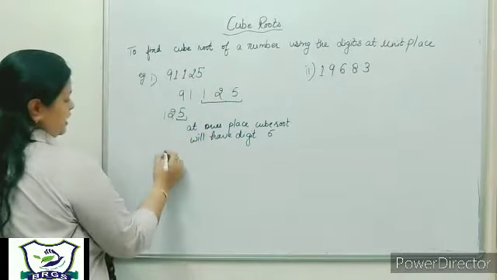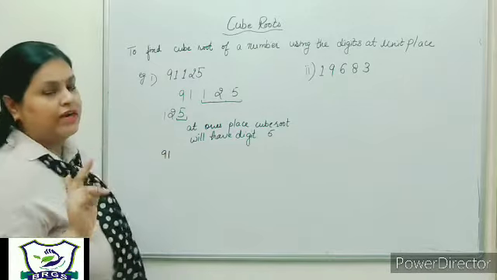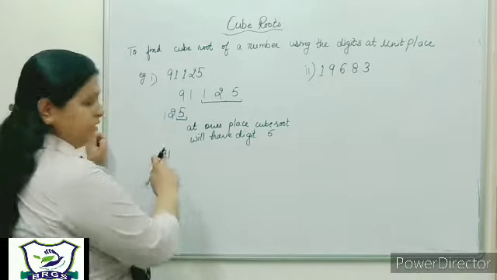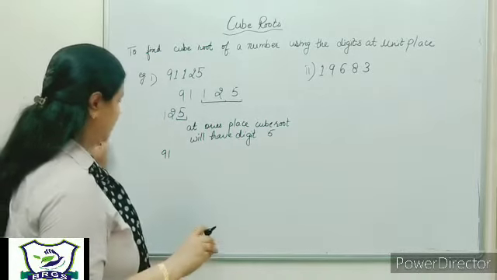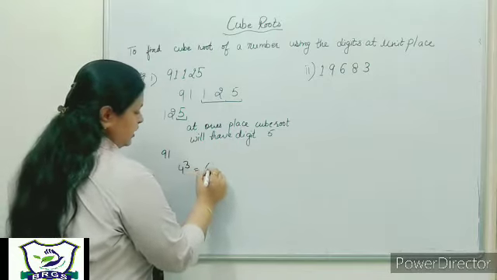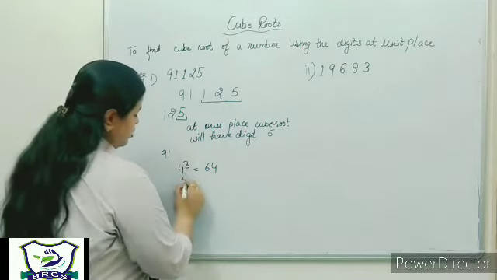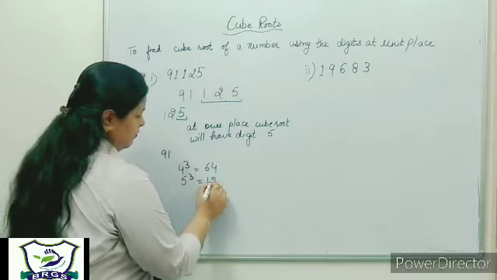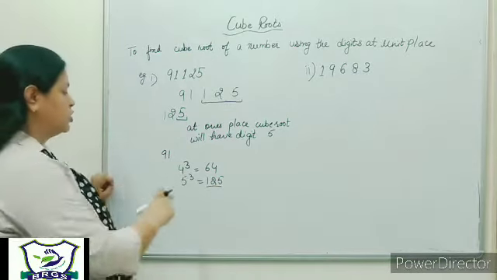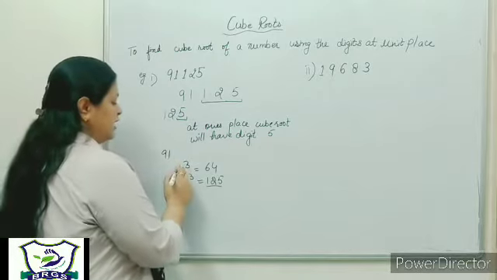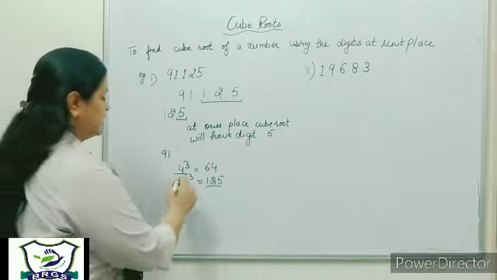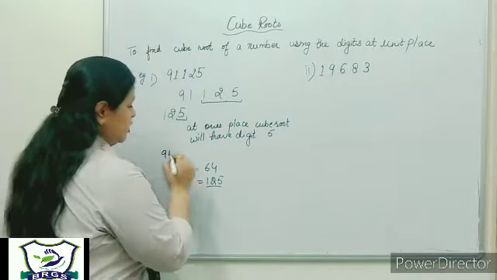Now we have to find digit at the tens place of the cube root. For that we have to consider 91. Find the largest number whose cube is either equal to 91 or less than 91. So like 4 cube. Cube of 4 is 64. Cube of 5 is 125. Now 125 is greater than 91. So largest number whose cube is less than 91 is 4. 4 cube is 64. So digit at tens place will be 4.